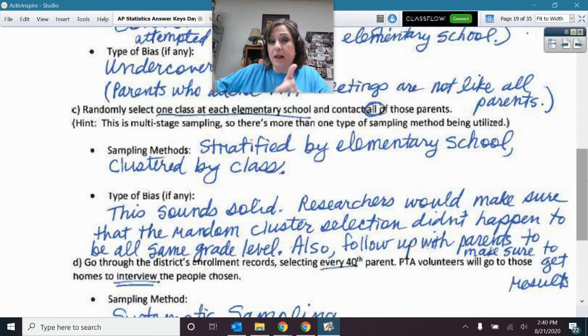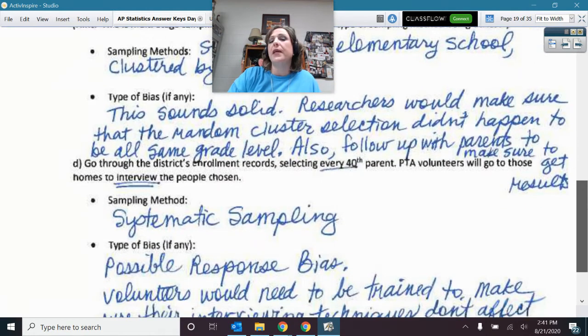Then once you're at an elementary school, each class is a cluster. They randomly select one class and sample all of you. Hey, cluster, you're a group, I will sample all of you. So the elementary schools were stratified, but then they got a cluster and sampled all of it from that class. That's how to keep that straight: it was multi-stage. I actually kind of like that method. I think it's a pretty good method.